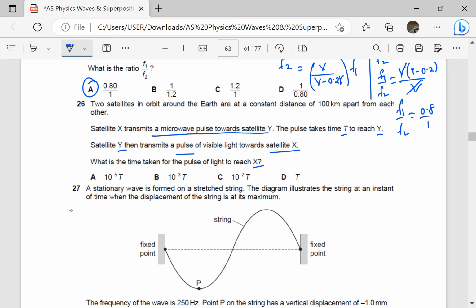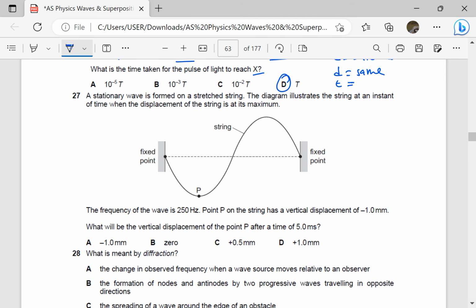Now light, they are traveling at the same speed c, which is 3 times 10 power 8 meters per second, and they are going to travel the same distance. So speed is the same, distance is going to be the same. So time being distance over speed, because speed is constant, so the time is going to be the same. So the answer is going to be T. The pulse takes time t to reach Y, and then light is going to travel towards X. So it will also take the same time. Visible light will also take the same time.